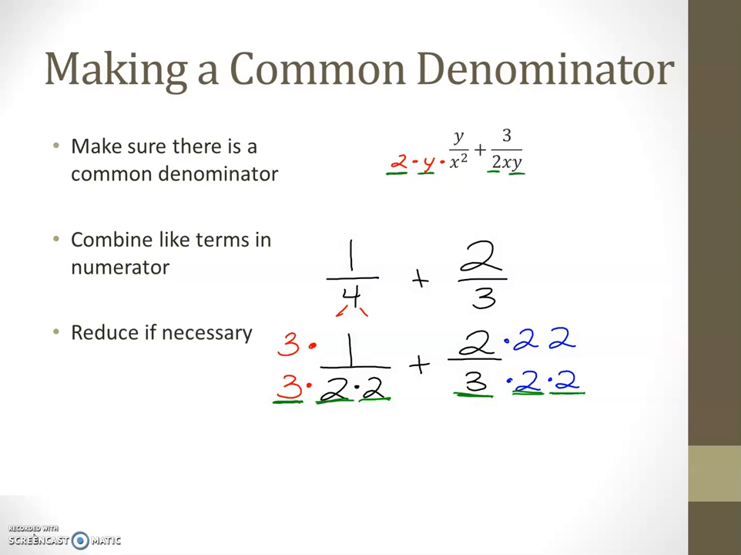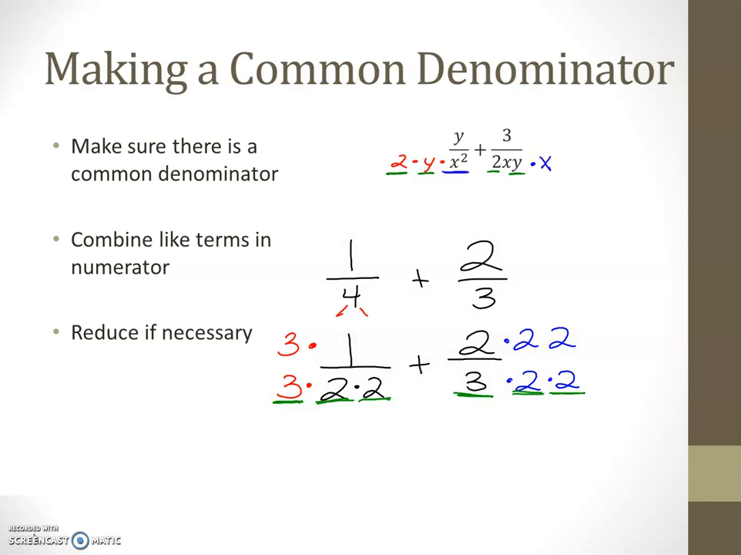So they each have a 2, they each have a y, but the one on the left has two x's, an x squared, an x times an x, and the one on the right only has one x. So that means on the right, I need to make sure that I have that second x there.